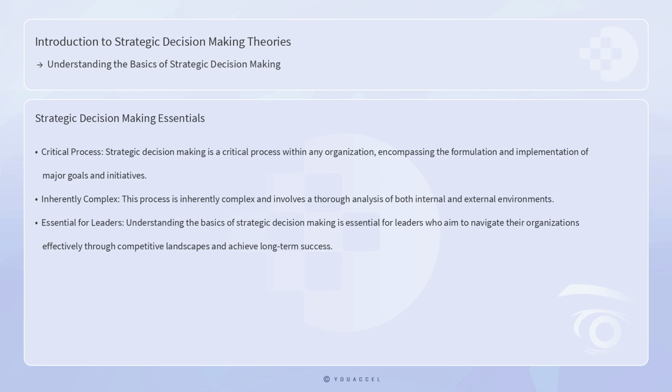Understanding the basics of strategic decision-making is essential for leaders who aim to navigate their organizations effectively through competitive landscapes and achieve long-term success.